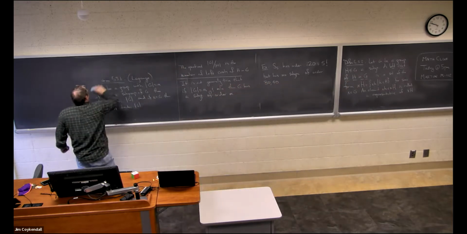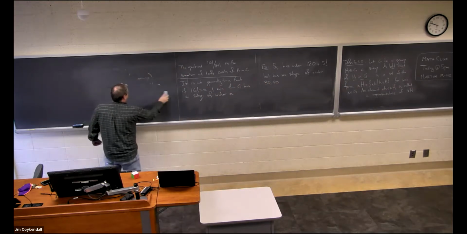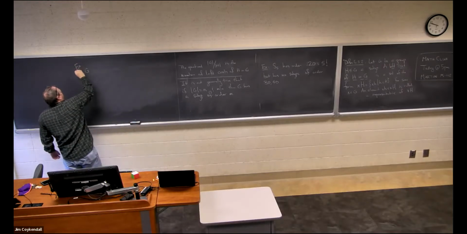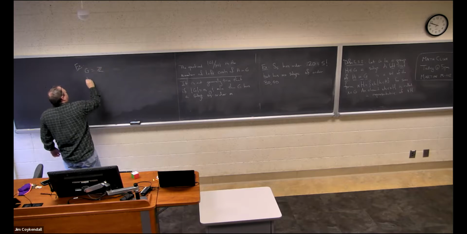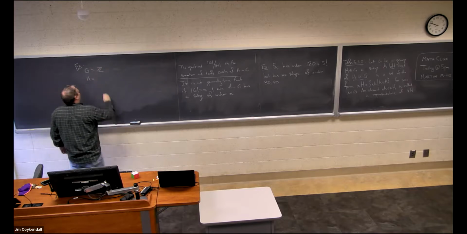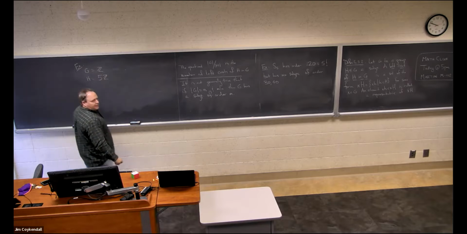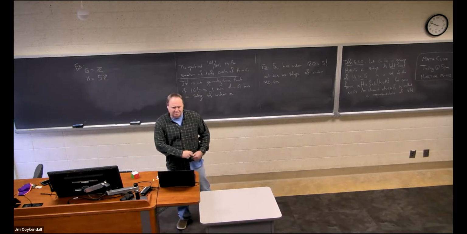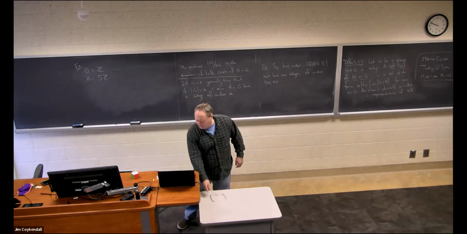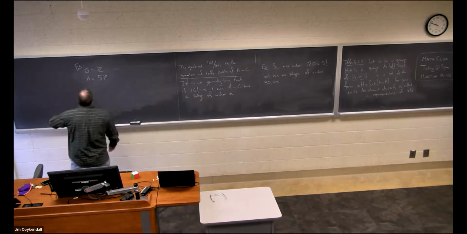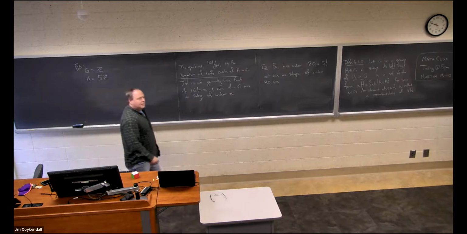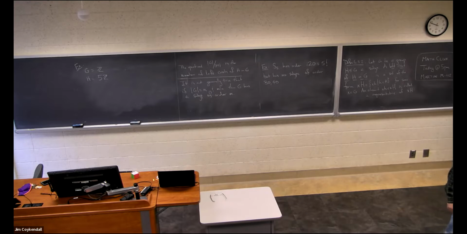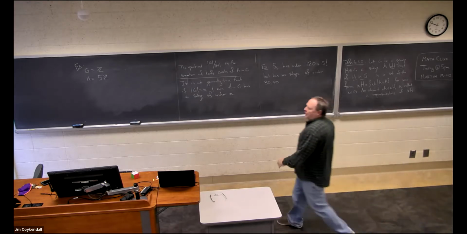So let me give you an example. A couple of examples. Let G equal Z, and H equal 5Z. Now these are infinite groups, but the definition of coset is the same all over. Okay. Give me an integer, any of them. 7. 7, okay.